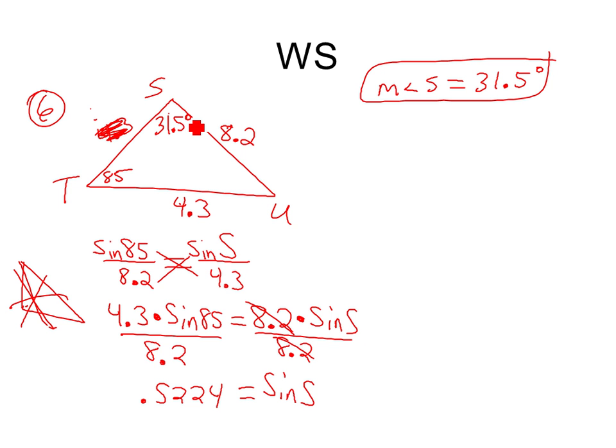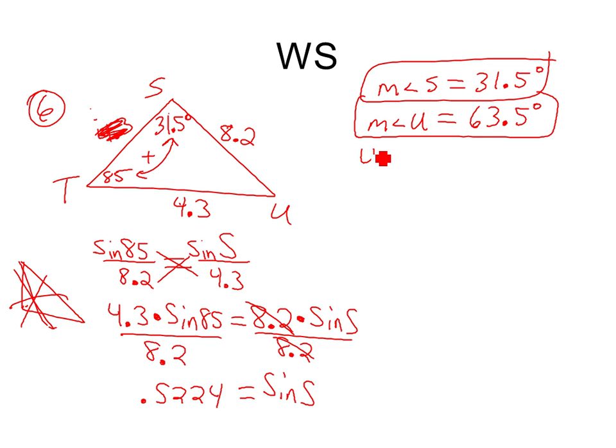What's going to be the next easiest thing to find? Angle U. How are you going to find the measure of angle U? 85 plus 31.5. Add those two and subtract from 180, and what do you get? 63.5. Everybody agree with that? Yeah. What else do we still have to find? Little u, right? So we have to find little u. How are we going to find that?